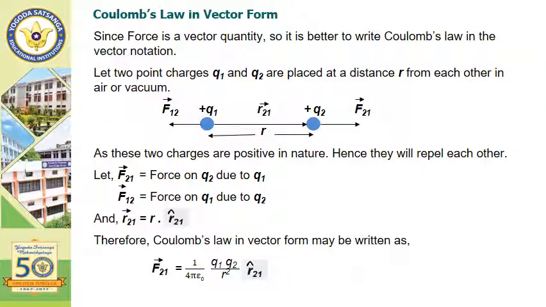Here we will discuss Coulomb's law in vector form. As you know, force is a vector quantity, so it is better to write Coulomb's law in vector notation so that we can get the direction of the resultant force acting on any charge. So for that, we have to assume two charges, or here I have taken two positive charges Q1 and Q2 with a small distance small r.